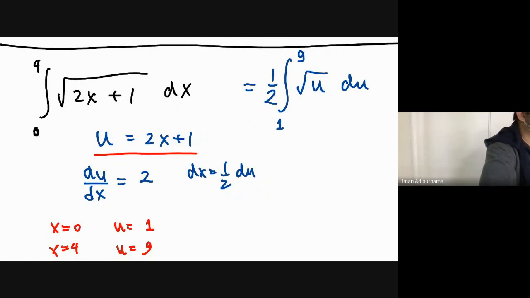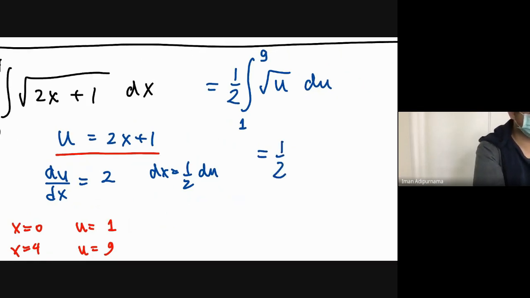Okay, that's one way. Or you still can just use 0 and 4, but you need to rewrite into x again. So there are some ways to solve it. You can write using x, or you can write using u. The result should be the same. So this will be half times 2 over 3 u to the 3 over 2, evaluated from 1 to 9.